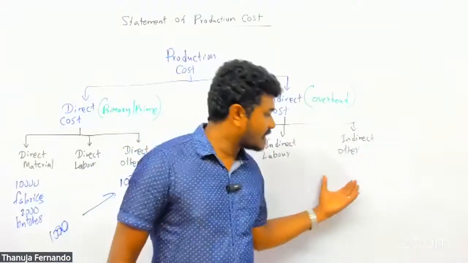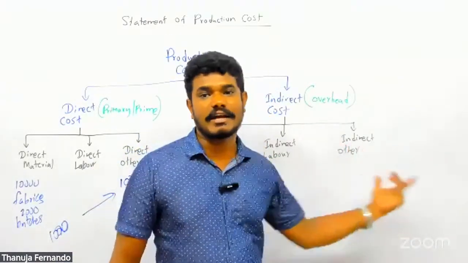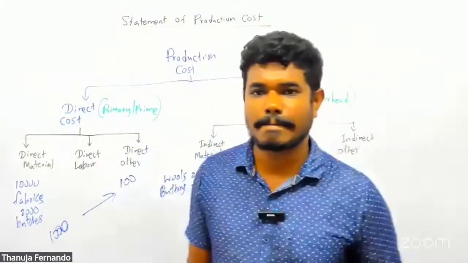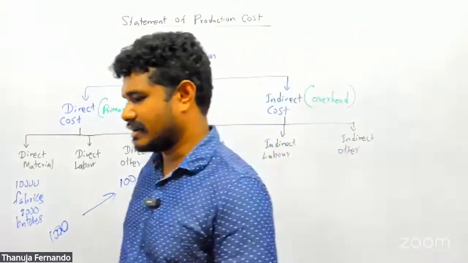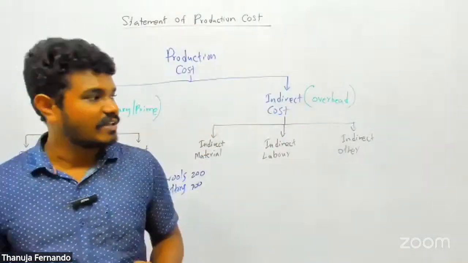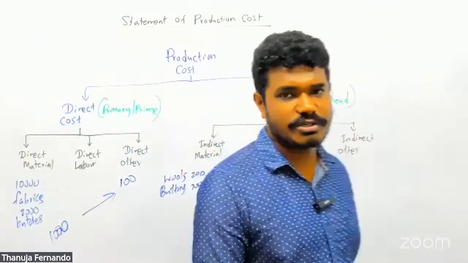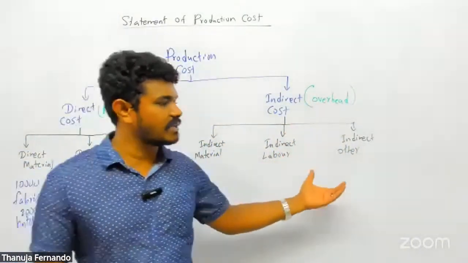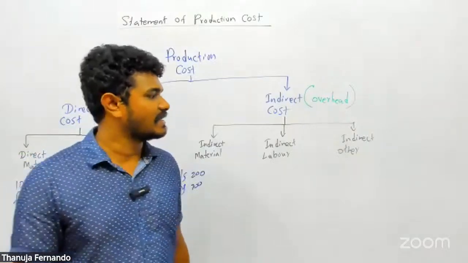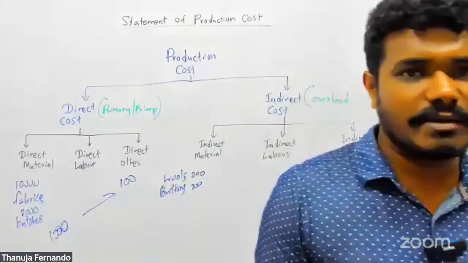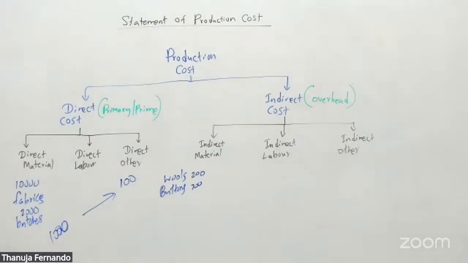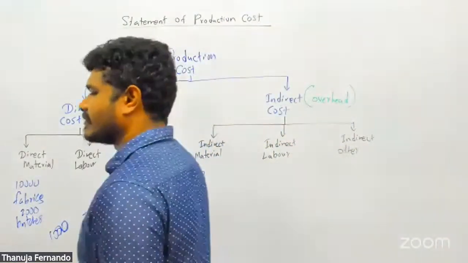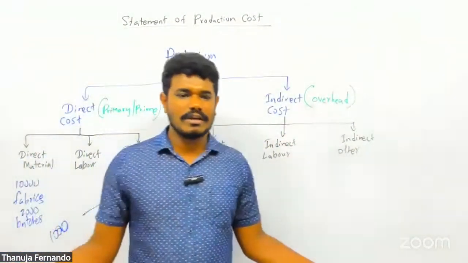And indirect other means all the other expenses of that kind of services: rent, electricity, rates, taxes, other taxes, insurance, depreciation, transportation, or whatever kind of things. Understood, all of you? Yes. Right. So that's it. In this lesson, we just need to know only this, right?